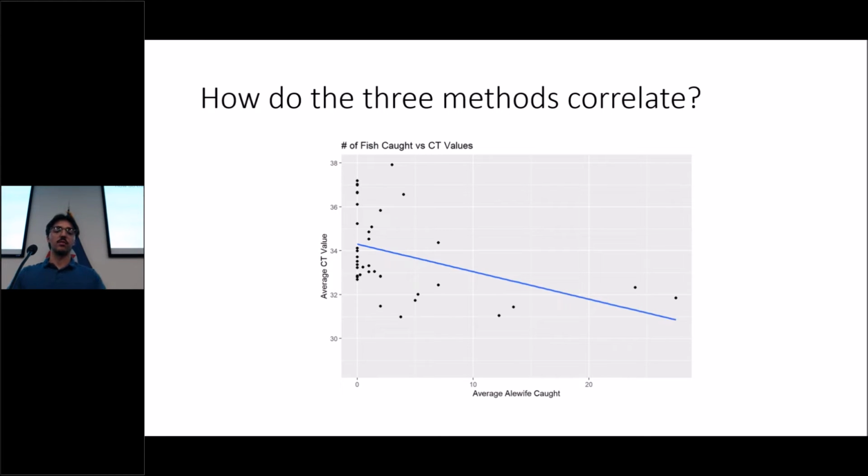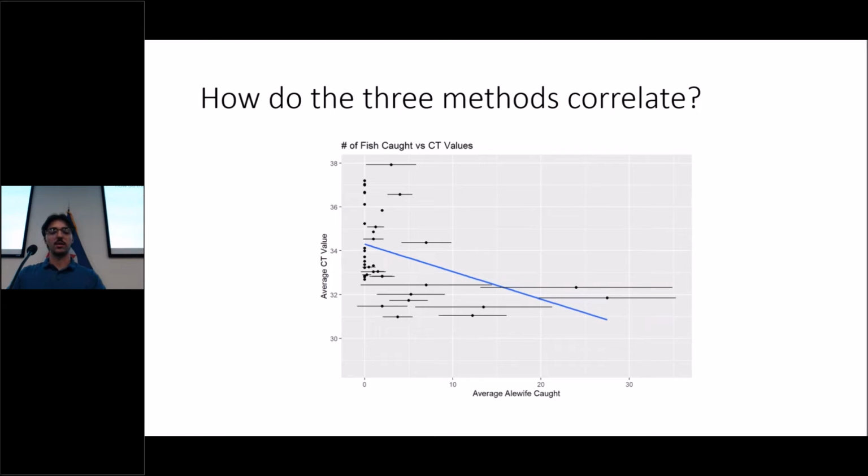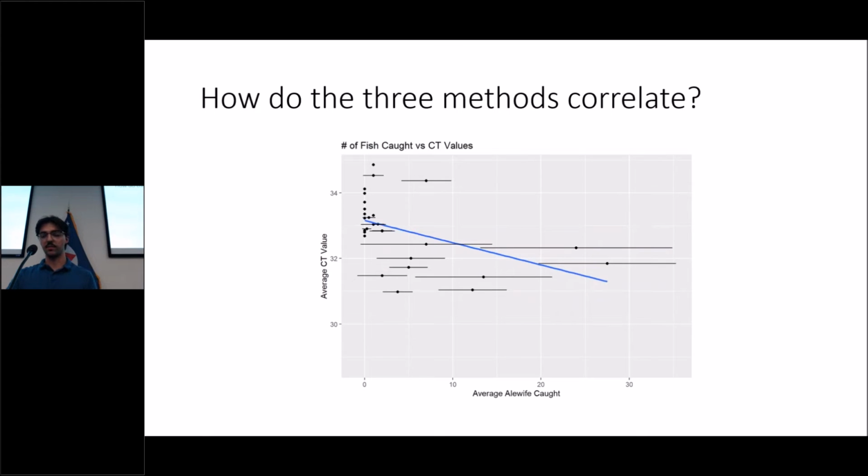Finally, here we have the number of fish caught versus the CT values. So here we would expect a negative correlation. There's a lot of error associated with our netting surveys. These error bars represent the standard deviation around the mean number of fish caught at each site. Additionally, since CT values above 35 are not considered reliable for accurate estimates of concentration of DNA, here's a new regression line omitting observations where the CT is above 35. Still a very weak negative correlation is present.